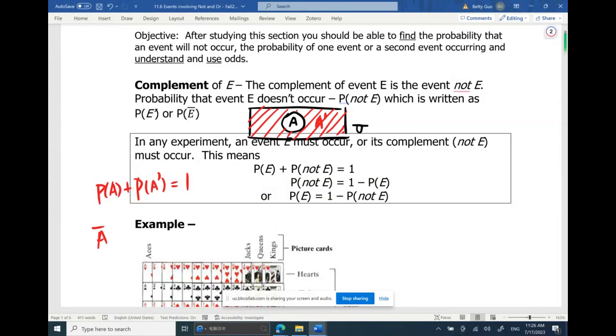All right, let me repeat. The first topic, complement of an event, refers to the event E, let's use E, not occurring. We either use this to represent the complement, or use prime, or use bar. Those are the notations for the complement of an event. And if two events are complements of each other, then their probabilities must add up to 1.